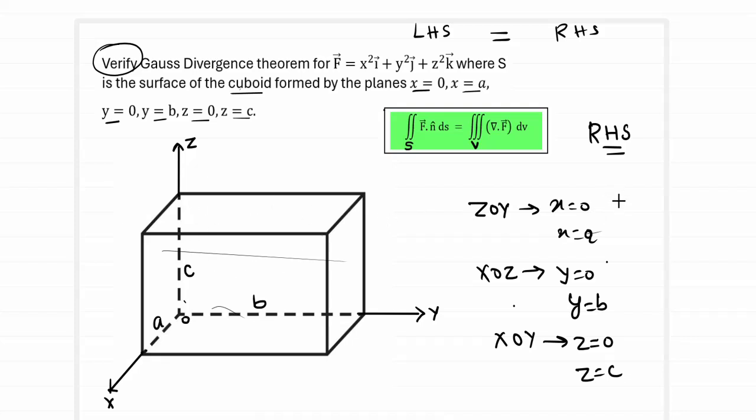Now, can we fix the limits? Where does x vary? My x varies between 0 to a. Where does y vary? y varies from 0 to b. Where does z vary? z varies from 0 to c. So I have three integrals on my right hand side, and the limits for the three integrals are now fixed: x varying from 0 to a, y varying from 0 to b, z varying from 0 to c.